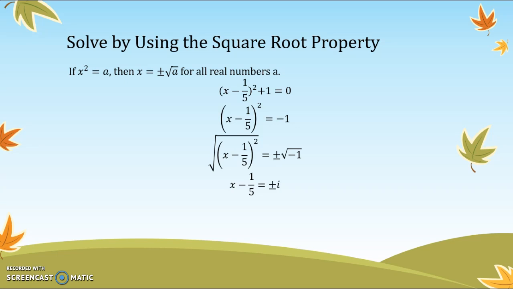We cannot forget about the imaginary numbers. The square root of negative 1, we know, is the very definition of the complex number i. But x still isn't by itself, so we need to add 1/5 to both sides, giving me positive 1/5 plus or minus i. Again, we have two solutions here. One solution where I have 1/5 plus i and 1/5 minus i.